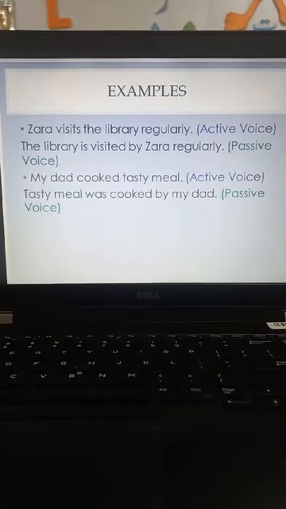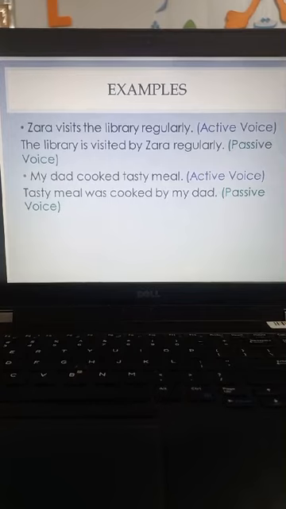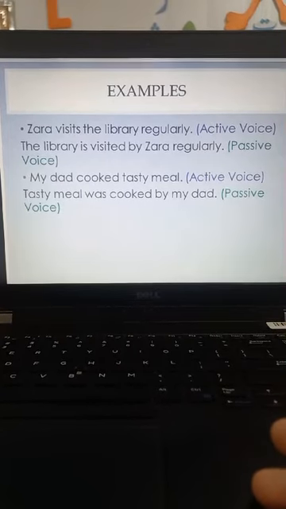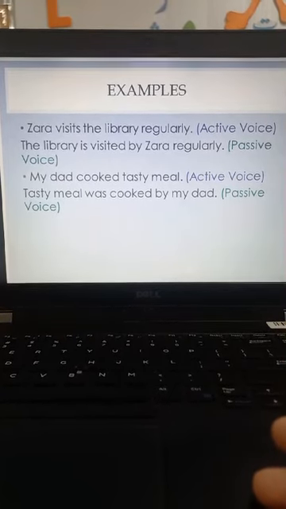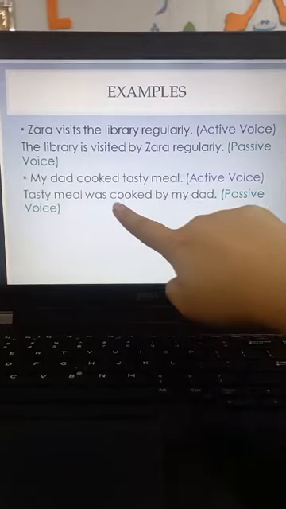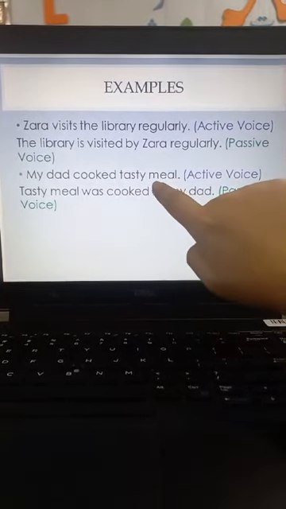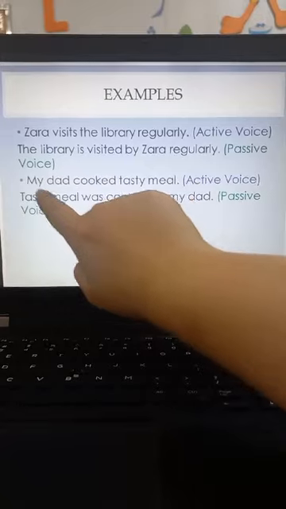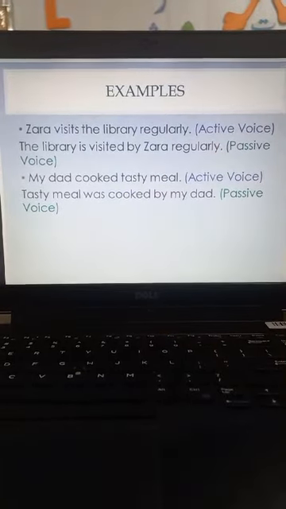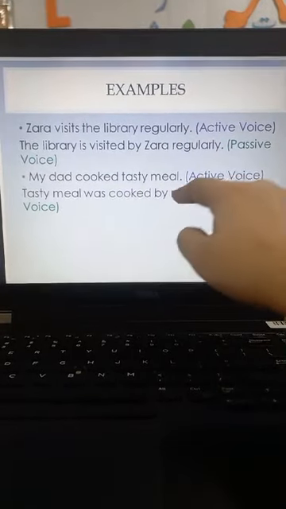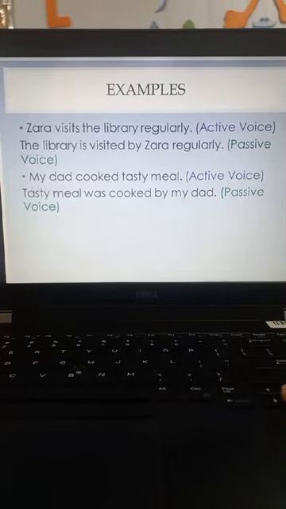Next we have my dad cooked tasty meal. Cooked is the second form of verb used in the tense, so we have to change it into was cooked. Tasty meal, that was the object, became the subject. My dad is written at the end with the addition of the word by in passive voice.